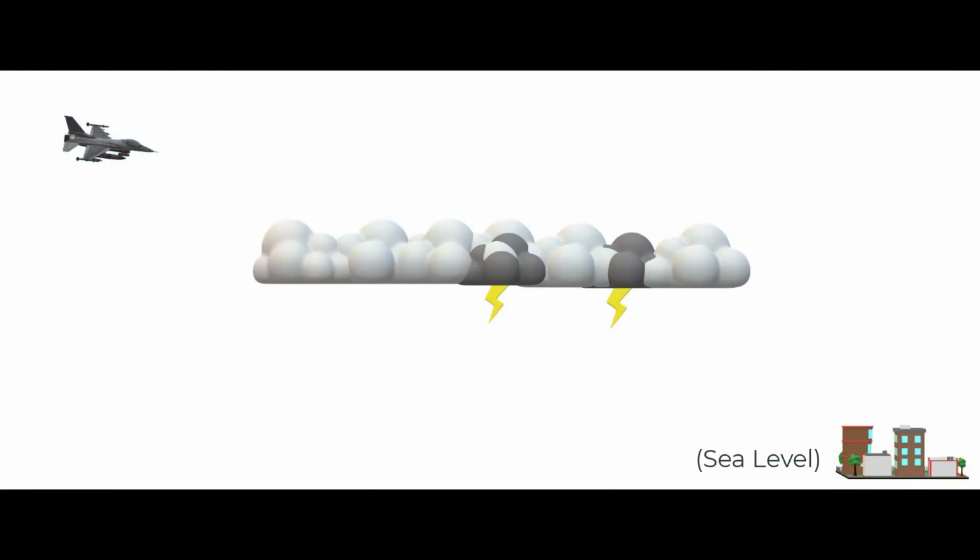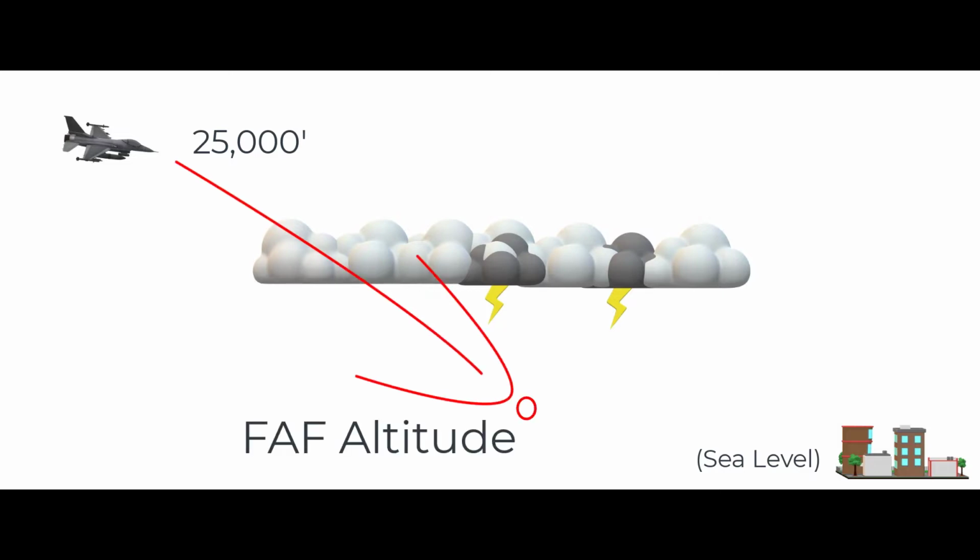The next thing to consider is that you're typically not going to descend from the flight levels straight into landing. You're probably going to have to shoot an instrument approach. So instead of descending from 25,000 feet down to 0 feet, we're going to descend from 25,000 feet down to our final approach fix altitude.